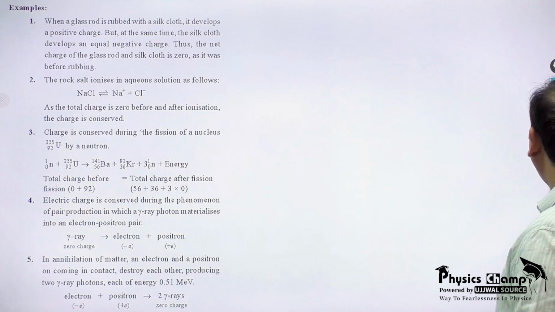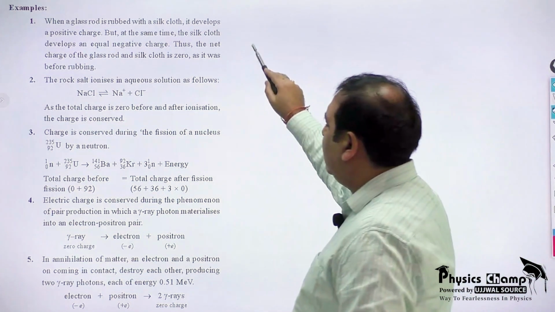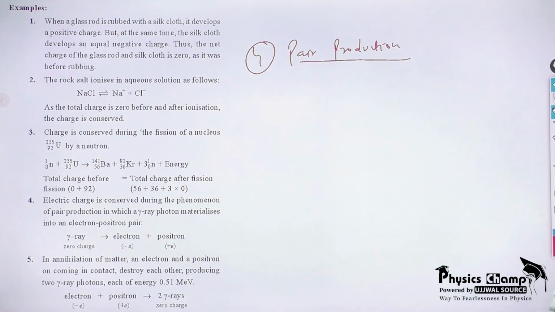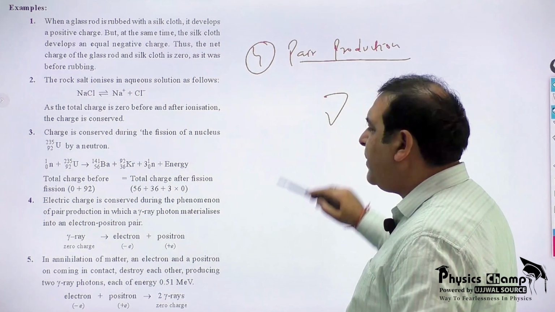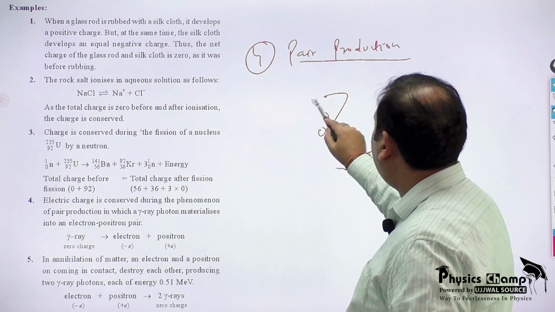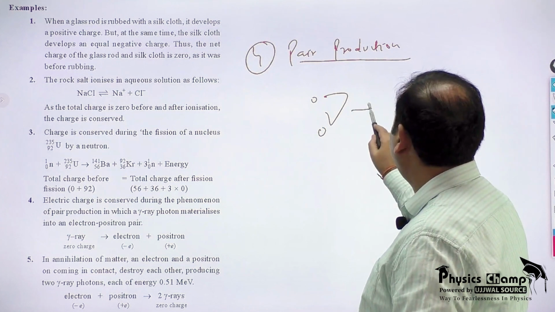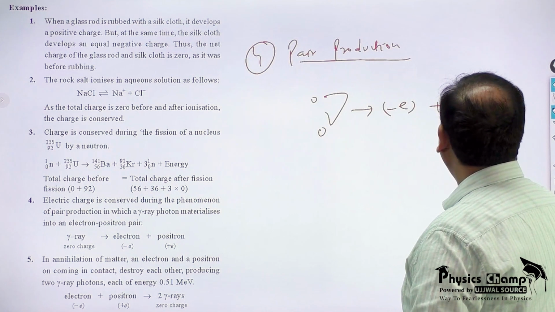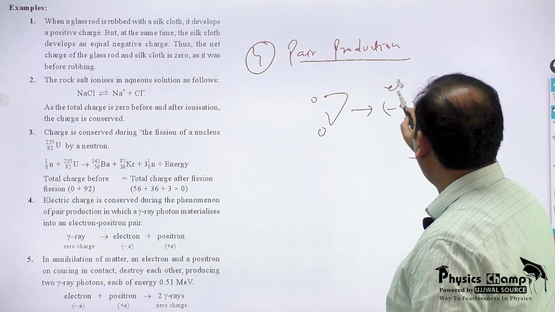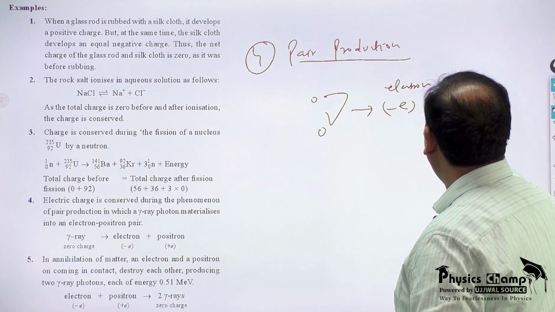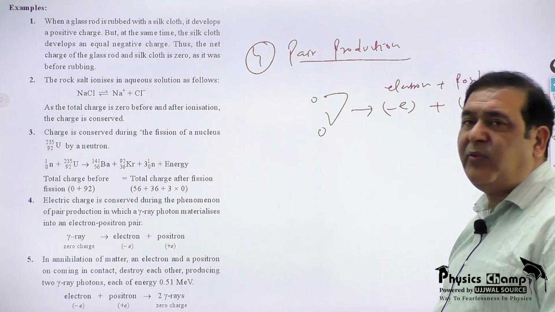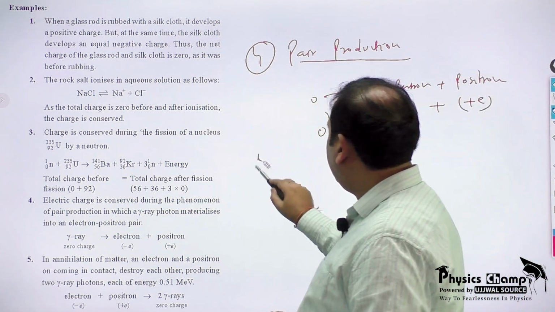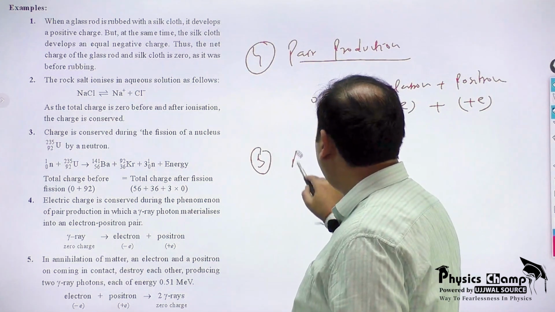Similarly, let's talk about some more reactions, like this is pair production. The pair production reaction is about a gamma ray photon, which has no charge, no mass, and is broken into an electron and a positron. If I ask what is the net charge before? 0. And what is the net charge afterward? 0.